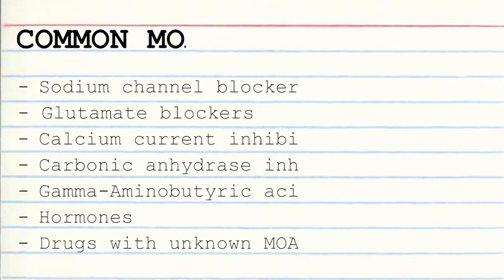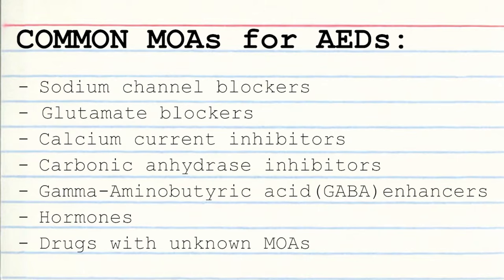Feel free to pause the video here as well so you can write down these common MOAs for AEDs. While you take in this list, I want to reiterate that an MOA is essentially what the AED does to the body to reduce seizures. And try not to be overwhelmed by this list because these MOAs will be included in individual breakdowns of each AED in upcoming videos. We've categorized these MOAs into blockers, inhibitors, enhancers, and other or unknown.